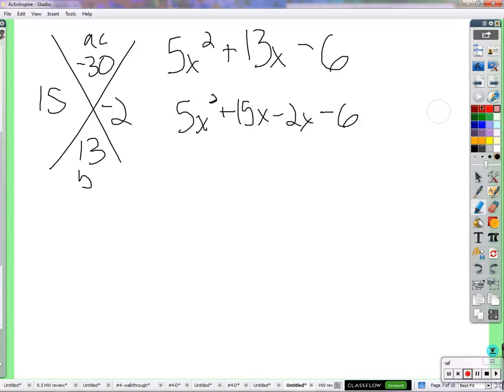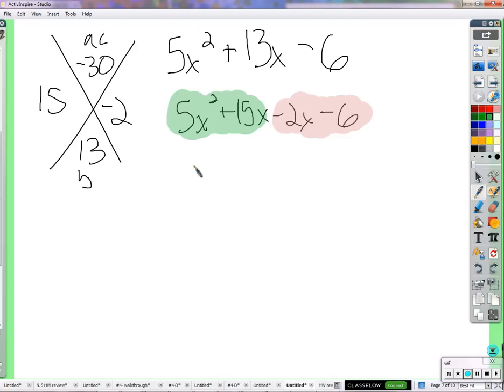Highlight. The first group of 2. The second group of 2. Okay, and now we concentrate on the first group of 2. What does this first group of 2 have in common in both terms? What do these two terms have in common?